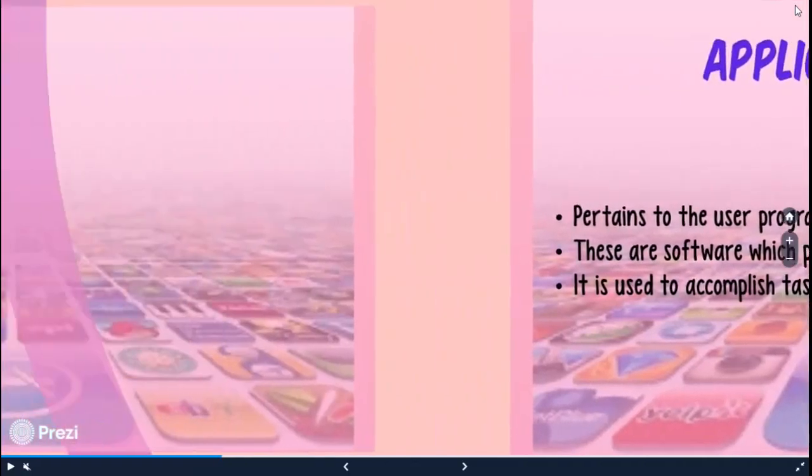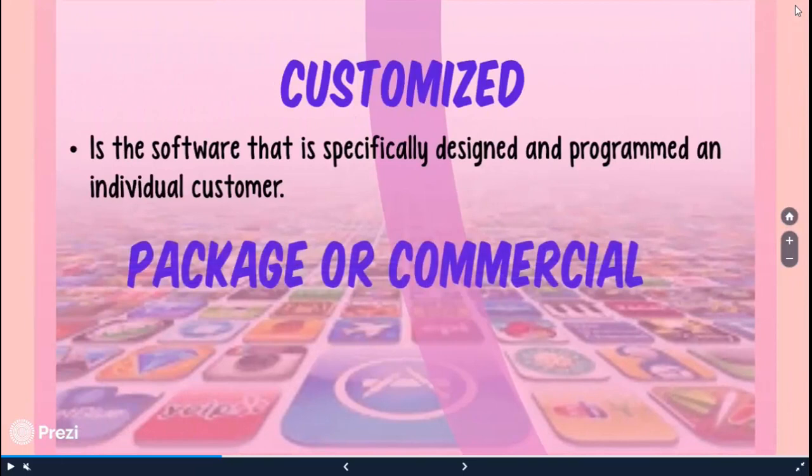Okay, so next is customized. Now these are, for example, if you're in your third year or in your fourth year and you have projects where you need to design a system or a program, and you have a customer or a client that asks for specifications, that tells you, okay, you need to do this and the program needs to be like this. Okay, so those are customized softwares.